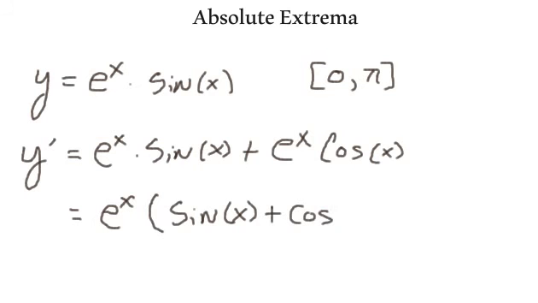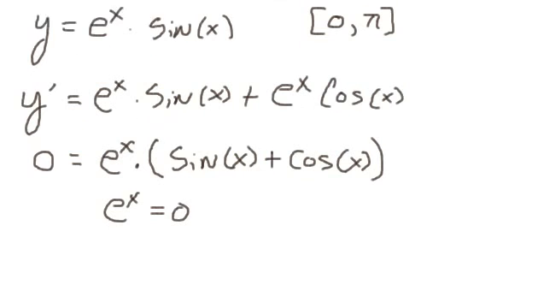plus cosine x. And now what we're going to do is, I'm just going to go ahead and set it equal to 0 right there, right? And so we're going to take both of these and set them equal to 0. e to the x, set that equal to 0. Is there anything I can plug in for x here so that we get 0? And no. So no critical numbers going on there. So we can forget that.